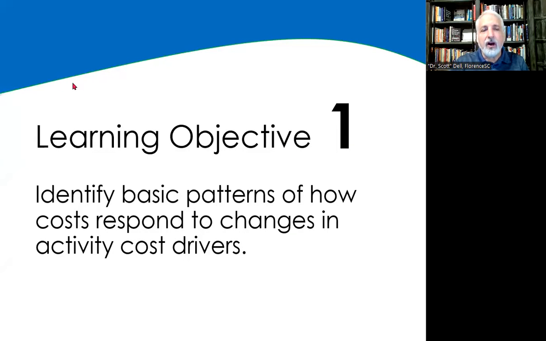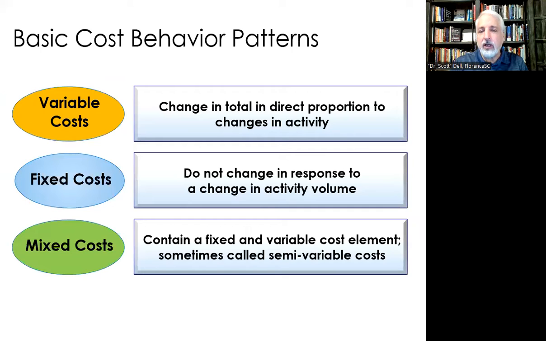So if we're looking at costs associated with what we're doing, we have our cost drivers, and we're going to look at three broad categories. Now, we'll talk about materials, labor, and overhead later. But right now, we're going to talk about variable costs, fixed costs, and mixed costs. Those are the three broad categories we want to get a handle on.